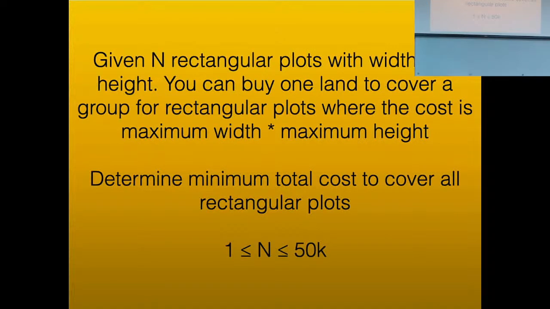So the problem is that we have n rectangular plots with width and height. We want to cover all of these rectangular plots by buying some lands, and if we group some rectangles together, we need to buy a land that covers enough of the height and the width, and for each land, the cost is the area of the land, right? And yeah, we want to find the minimum total cost, because we have several lands, we want to take the total of the cost, right? And n is up to 50,000, and the height and the width can be large. So how do we solve this?